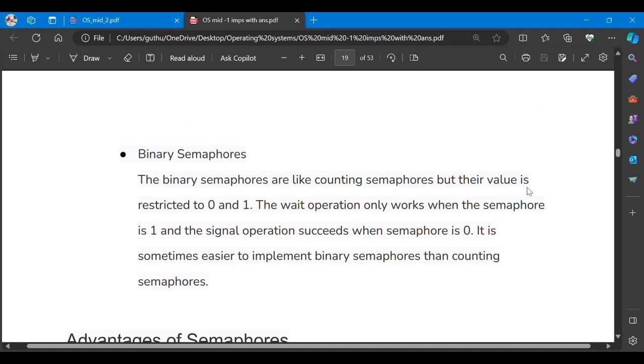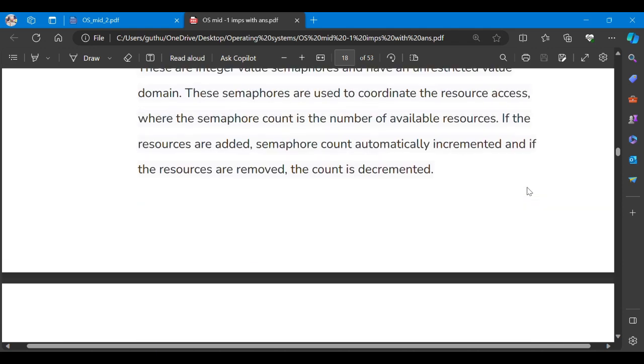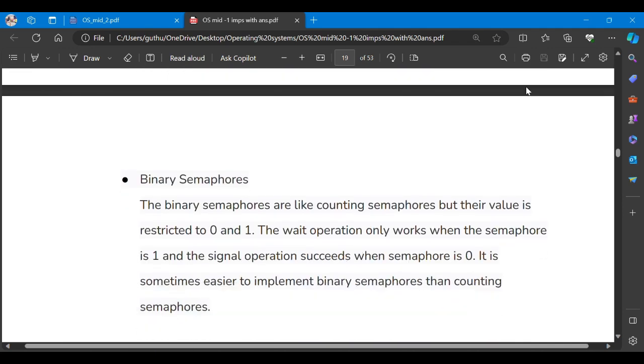So what are binary semaphores? They have a restricted value of 0 and 1. So there will be only two values here, 0 and 1. The wait operation and the signal operation will only work if the value is 0 or 1. The wait operation will work when the value is 1 and the signal operation will work when the semaphore value is 0. So it is easier to implement binary semaphores compared to counting semaphores.